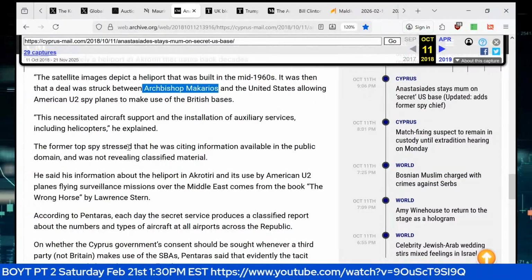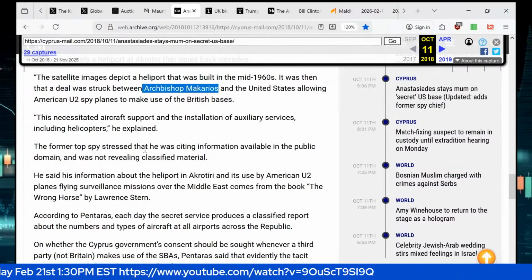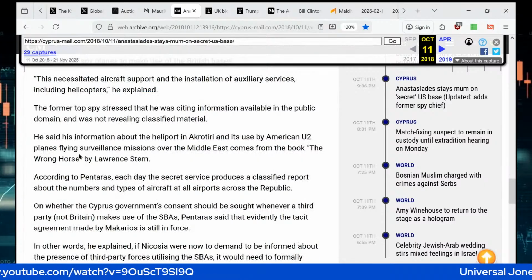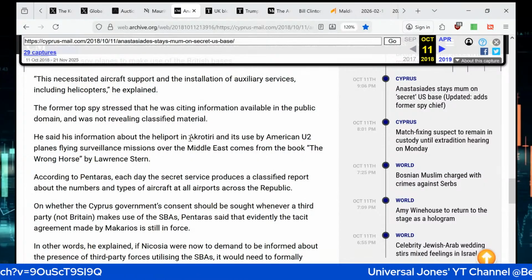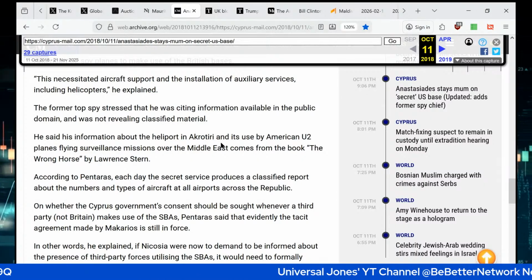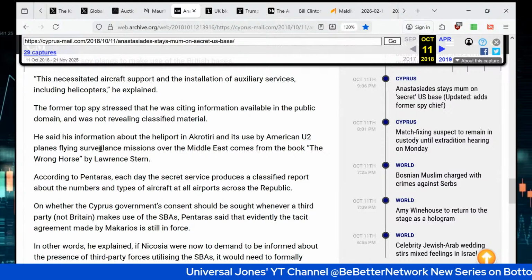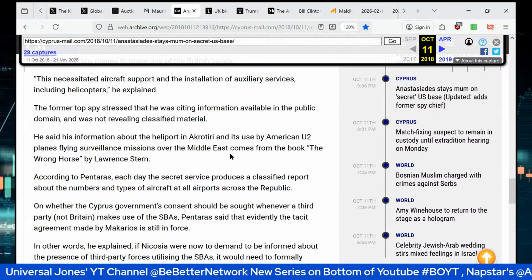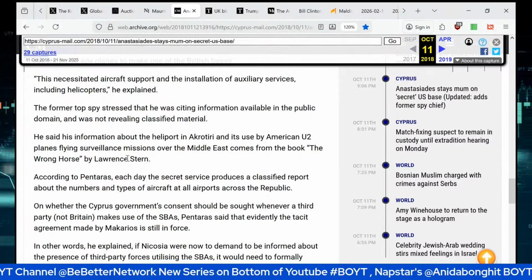The former top spy stressed that he was citing information available in the public domain and was not revealing classified material. He said his information about the heliport on Akrotiri and its use by American U-2 planes flying surveillance missions over the Middle East comes from the book The Wrong Horse by Lawrence Stern.